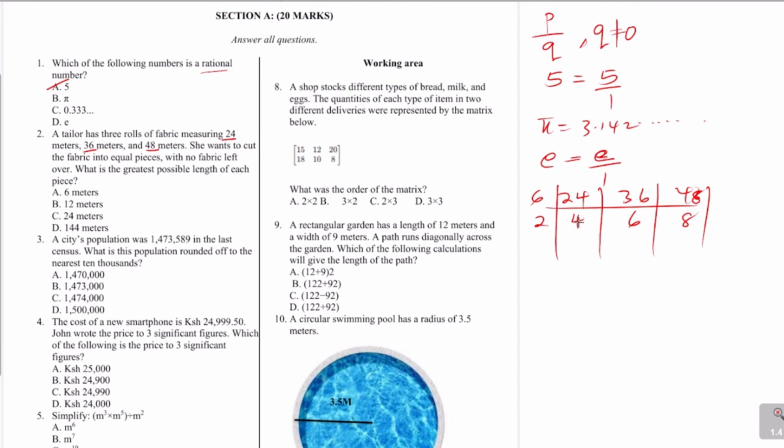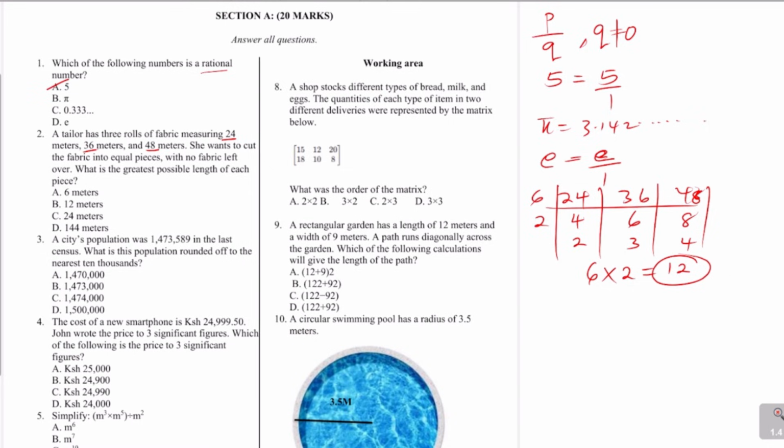2 can divide everything here. 4 divided by 2 is 2. 6 divided by 2 is 3. And then we have 8 divided by 2 is 4. So when you look at now 2, 3, and 4, there's no other common number that can divide all the 3 at the same time. And therefore, the GCD, or the highest common factor, will be given by 6 by 2, which is 12.